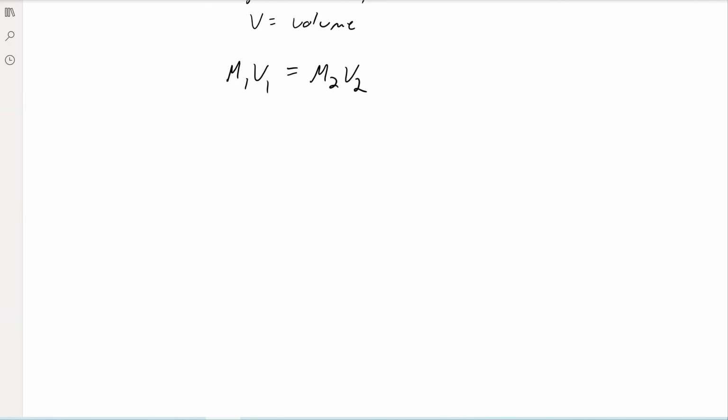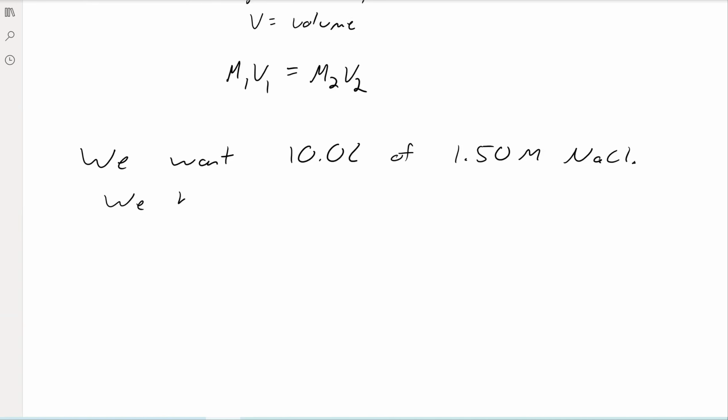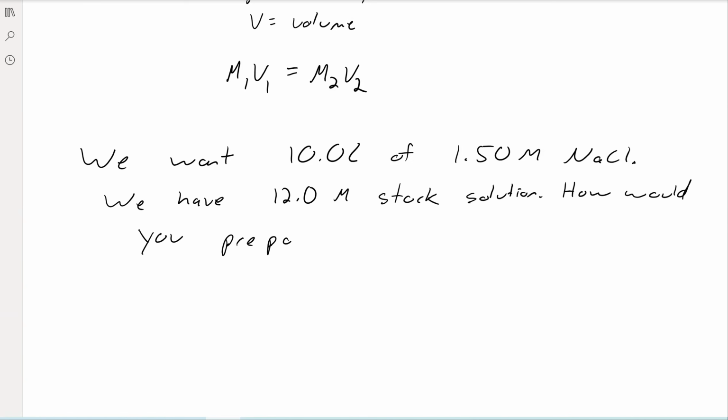So let's take a look at an example question. We want 10.0 liters of 1.50 molar NaCl. We have 12.0 molar stock solution. How would you prepare this?